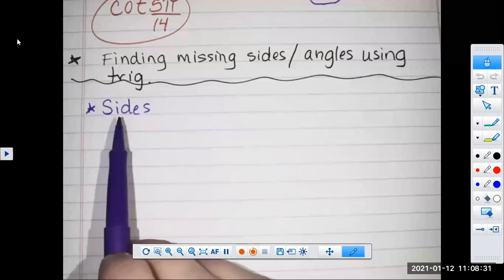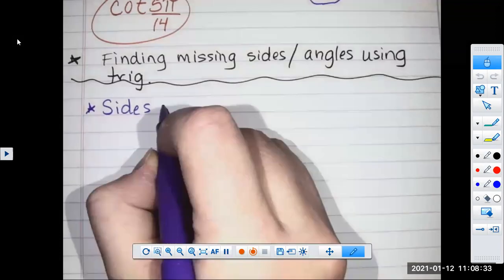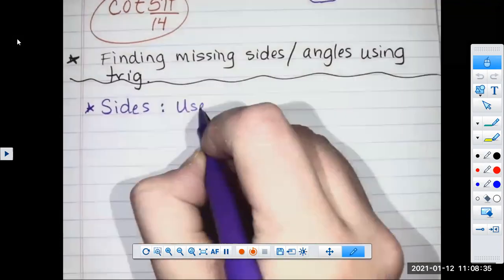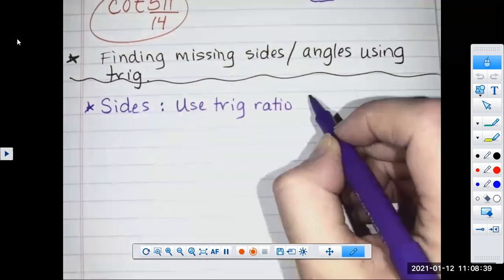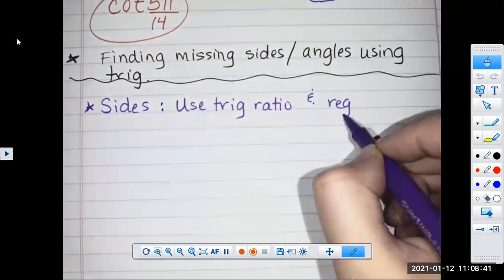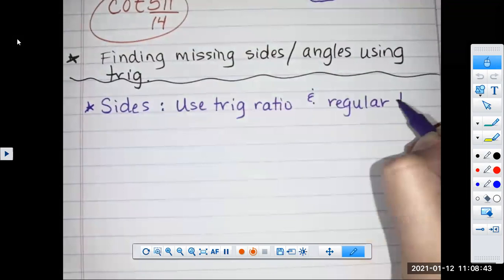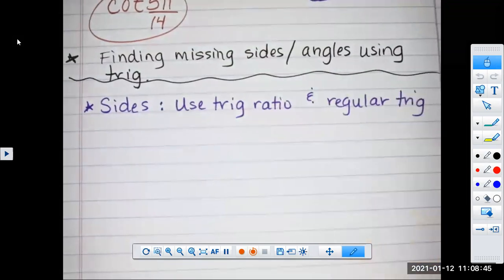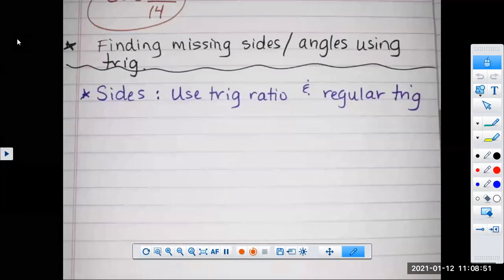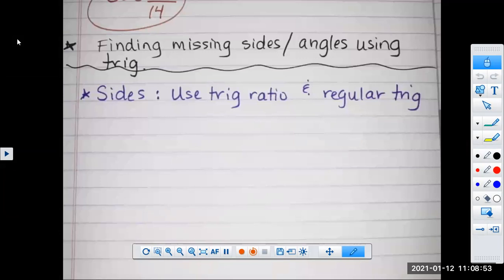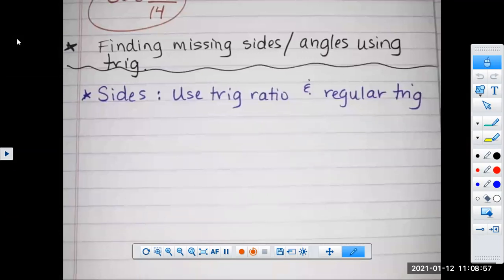And if you're finding the missing side, you're going to use trig ratio and regular trig. So in your calculator, you will need a calculator for some of these problems. So you'll use regular trig. On your calculator, you're going to see there's, of course, sine, cosine, tangent, but you will also see that there's sine to the -1, cosine to the -1. Can anybody tell me when you use the sine inverse, cosine inverse?